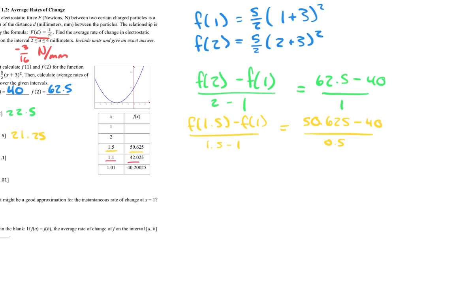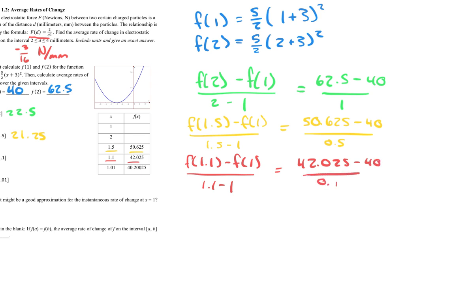And then for part D, we go from 1 to 1.1. That's these numbers here. So F of 1.1 minus F of 1 over 1.1 minus 1. So that's going to be 42.025 minus 40 over 0.1. And that should get us 20.25.